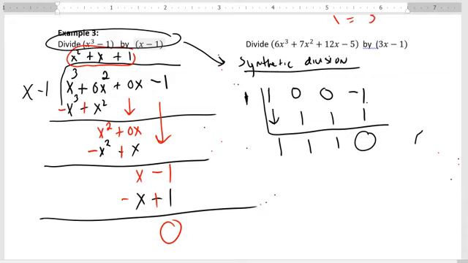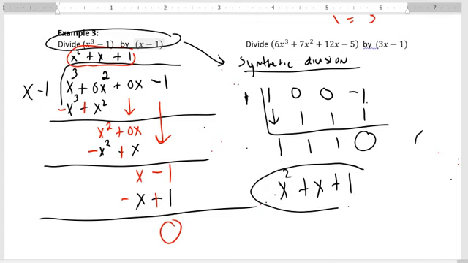So our quotient, since we started with x cubed, we're going to go 1 less. So this 1 will give us x squared. This one is positive x. And then this one is your constant 1. So this is going to be your quotient.